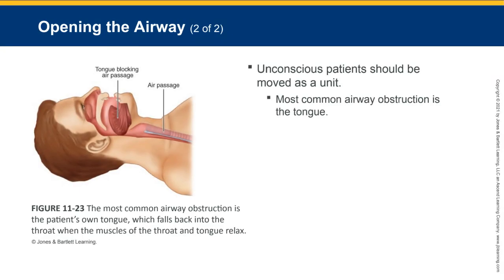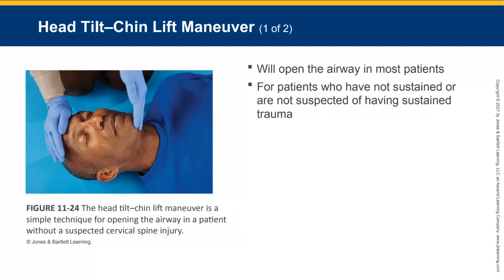Unconscious patients should be moved as a unit. The most common airway obstruction is the tongue. Now, the methods to manually open the airway are the head tilt chin lift and the jaw thrust maneuver. These are the common methods for EMTs.